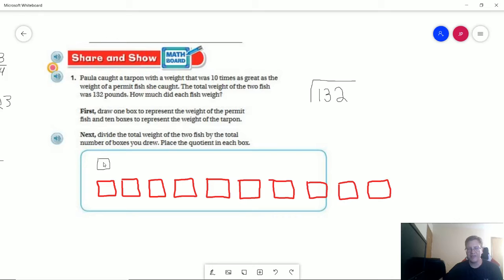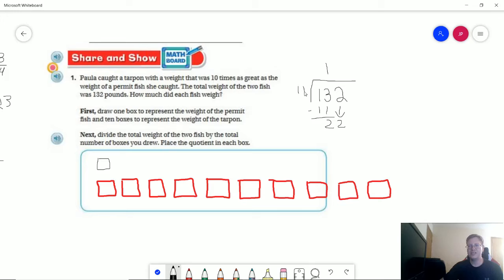So I have 1 for the weight of my first fish. They're going to call that a permit fish. The tarpon is going to be 10 times larger than that. So we represent that weight 10 times, and then the weight for the permit fish once. That means we would be doing 132 divided by our total number of boxes, which would be 11. We don't have to guess what number goes in each box. We can just do the division problem and then do the last step of figuring out how much each fish weighs.